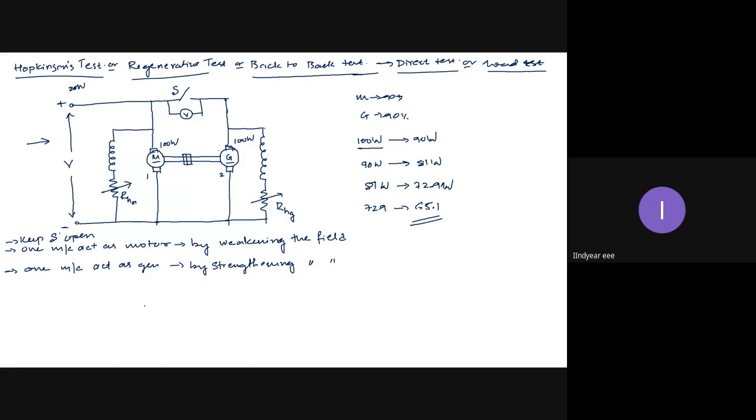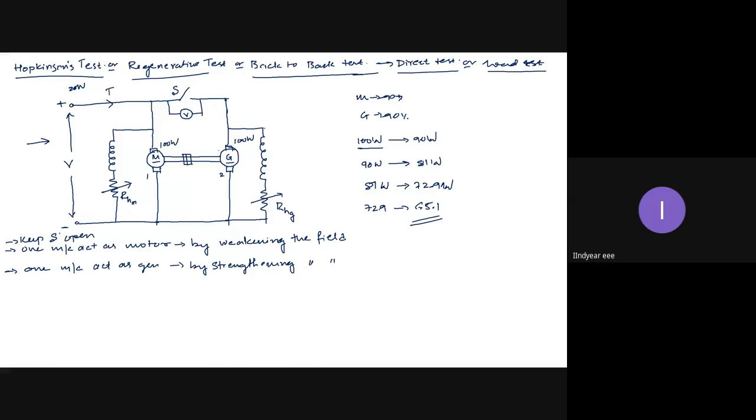Now, let me give the current values here. I will follow the current nomenclature in the lab manual, because it will be helpful for you in calculations. Even in my updated notes, the current naming is as per the lab manual. There should not be any confusion.